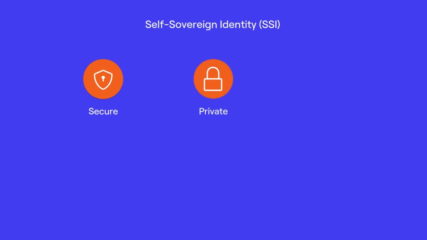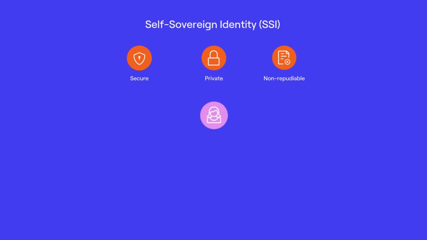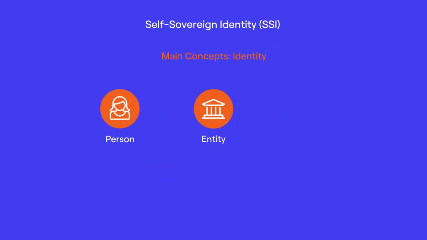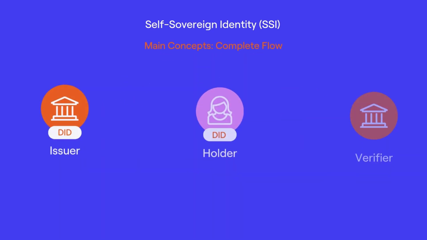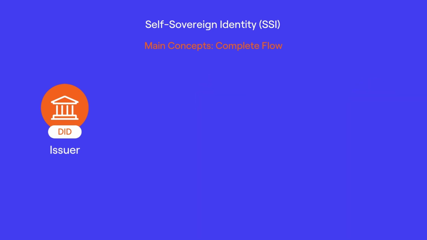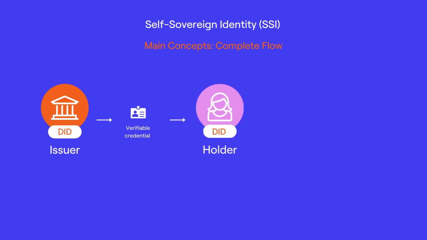Self-sovereign identity enables secure, private, and non-repudiable authentications that can be reused across multiple platforms. An identity can be a person, company, entity, or even a thing. These identities have a unique identifier called DID. The main actors within this authentication flow are issuers, who will provide verifiable credentials to other identities, in this case, the holders. These credentials can be verified by verifiers using mathematical proofs.